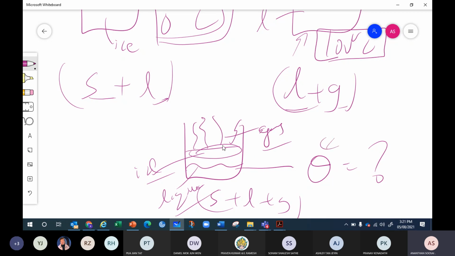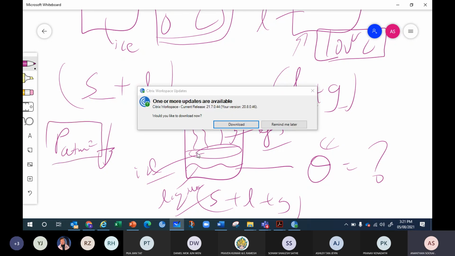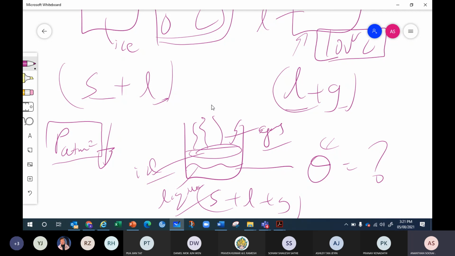But first of all, how can these three coexist together? We know it's 0 to 100. Okay, so they say it can. How can it? They say you lower the atmospheric pressure. You lower the atmospheric pressure, and these three phases can coexist. Something new. You reduce the atmospheric pressure, the three phases can coexist. Okay, how can these three phases coexist? I show you one graph.